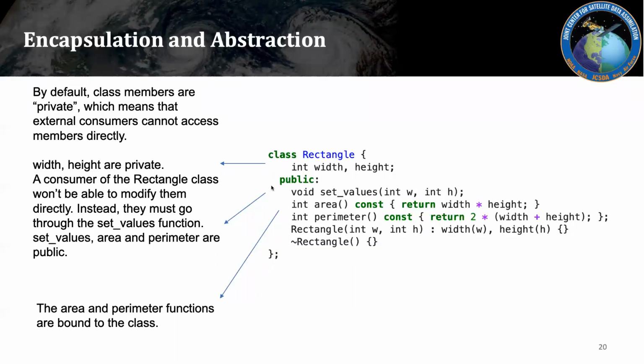We also have the bound functions inside the class that are encapsulated with it, things like area and perimeter. We could call rectangle.area, and it would get the area of a specific rectangle, and it would just return a value to us.